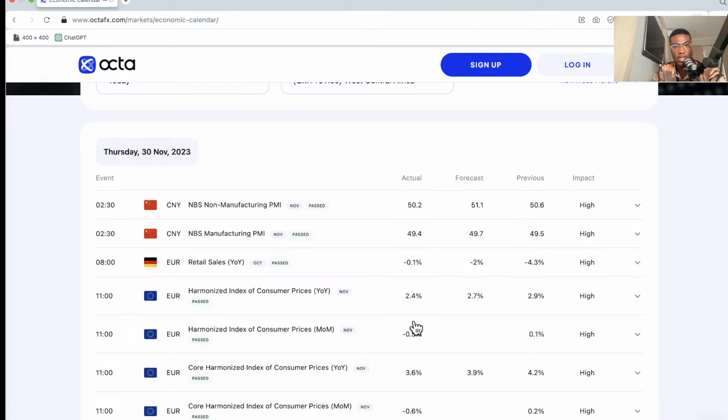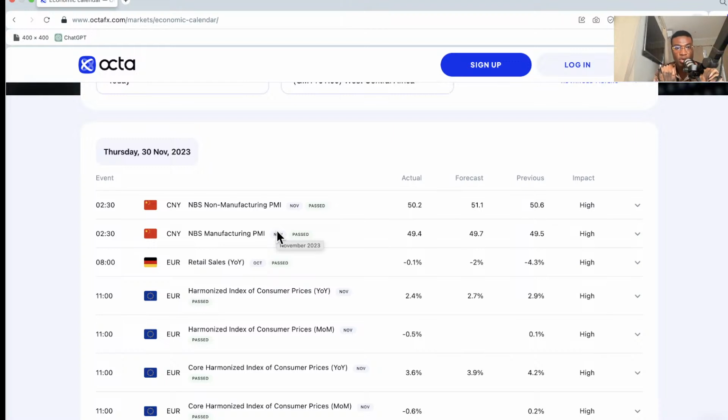So first, we've had the manufacturing and non-manufacturing PMI, which is obviously going to have an impact on the Chinese yuan. The manufacturing PMI and non-manufacturing PMI are monthly data, usually released on the last day of the month.